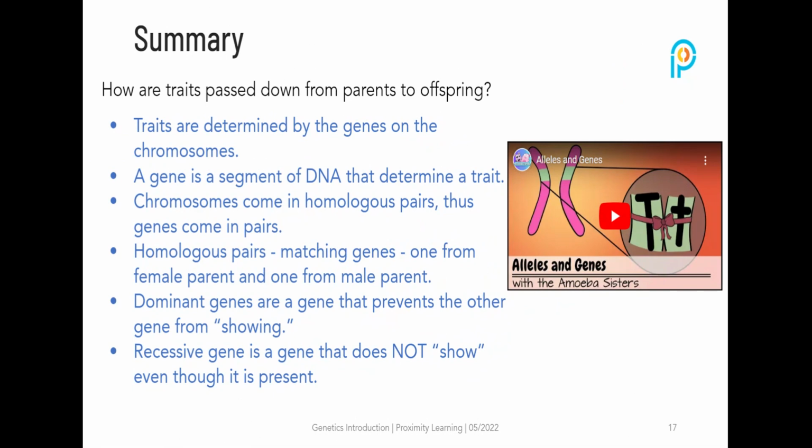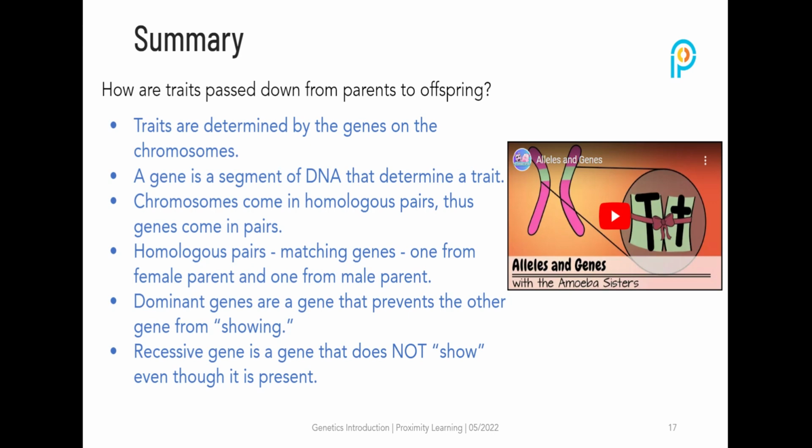So let's summarize. How are traits passed down from parents to offspring? Traits are determined by the genes on the chromosomes. A gene is simply a segment of DNA that determines a trait. Chromosomes come in homologous pairs, meaning genes also come in pairs. They're the same. So homologous pairs are matching genes, one from the female parent, one from the male parent. 46 in total, 23 pairs.